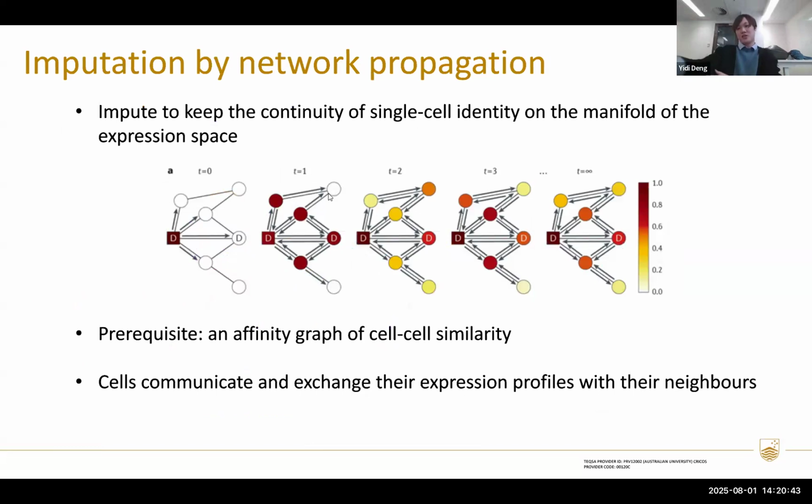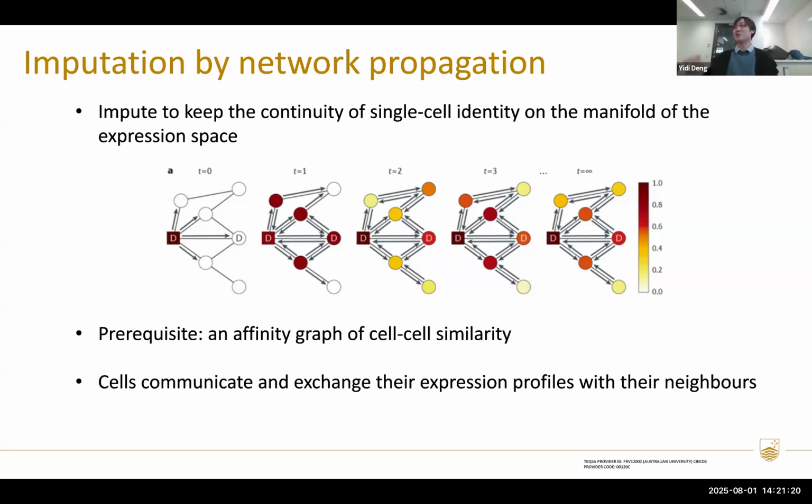So we think that the major problem underlying this misalignment between the single cell and bulk is because the single cell data contains too many zeros. So the first idea that we had in mind was to impute the single cell data and then do the annotation, so fill up the zeros. Specifically, we want to impute it in a way such that we keep the continuity of the single cell identity on the manifold of the expression space.